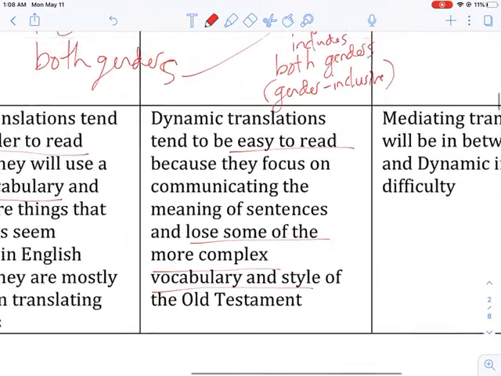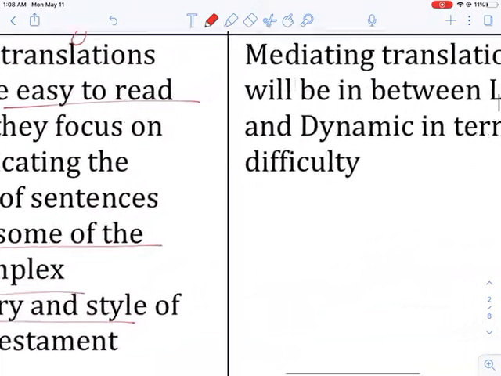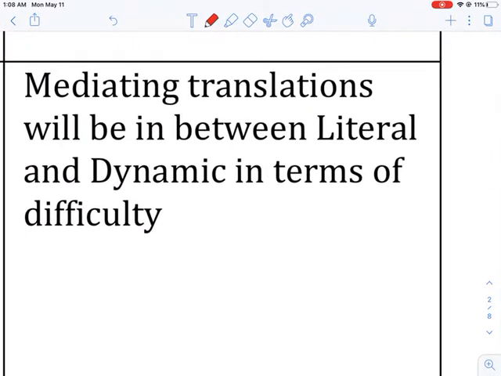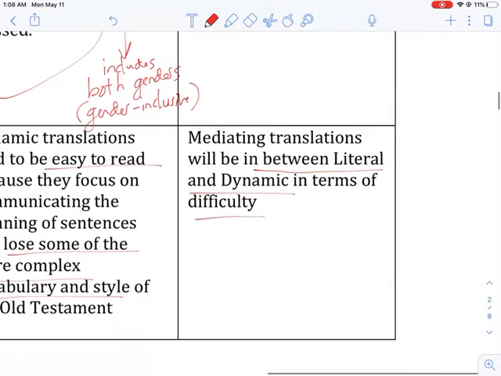And so again, it's easier to read, but sometimes you're losing important word choices, important nuances, important ambiguities, meaning sometimes the author purposely wants to be unclear so that the text can mean multiple things. And if you make it too straightforward, you lose that. Mediating translations, again, will tend to be in between the literal and dynamic in terms of difficulty.